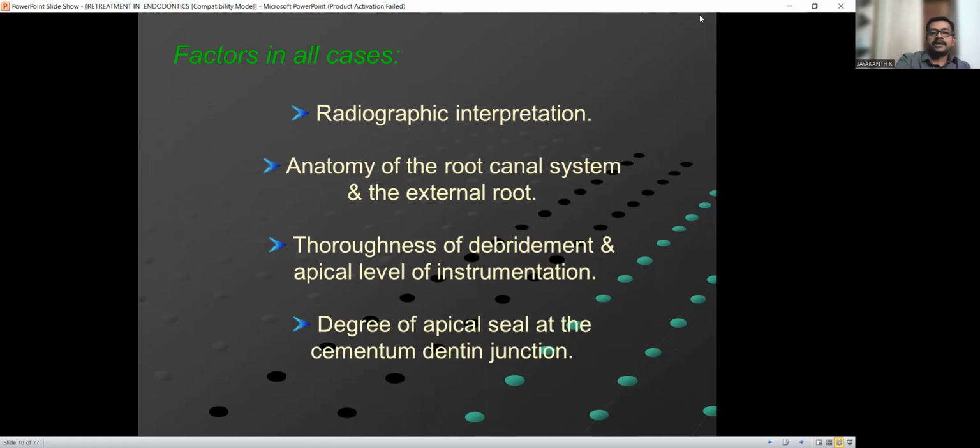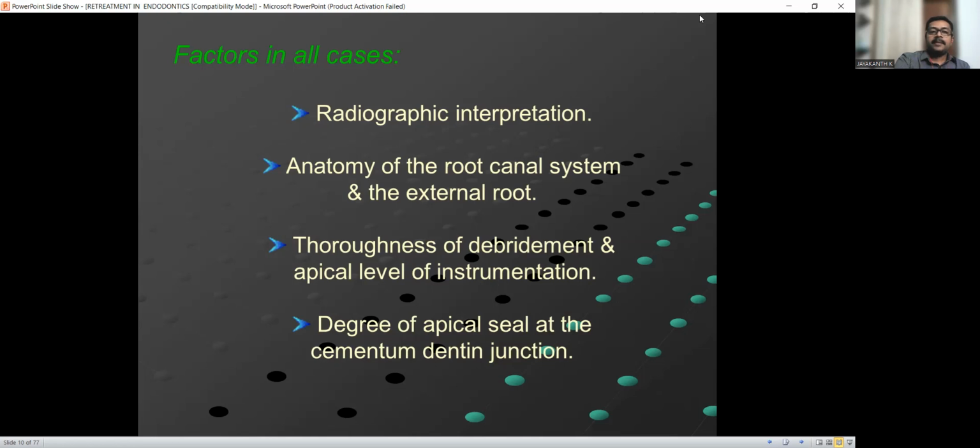Radiographic interpretation is very important, and likewise the anatomy of the root canal system and the external root. Definitely the anatomy of the root canal system is going to be an important factor in determining successful treatment. The more complex the root canal configuration, the more difficult it is to treat.